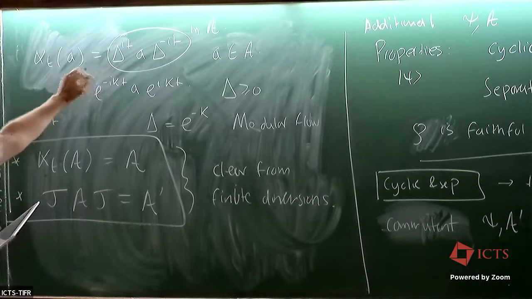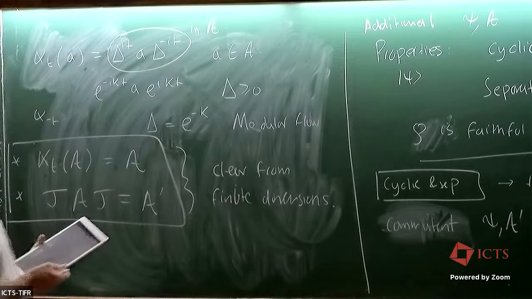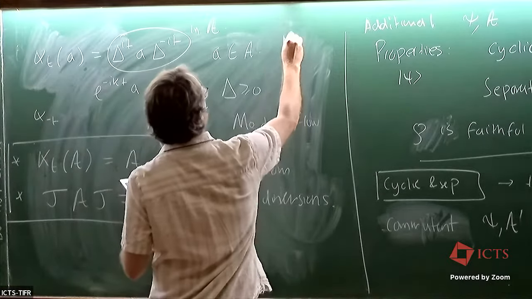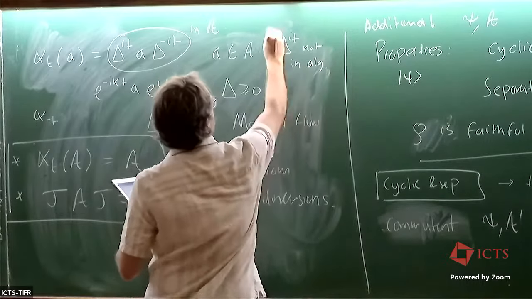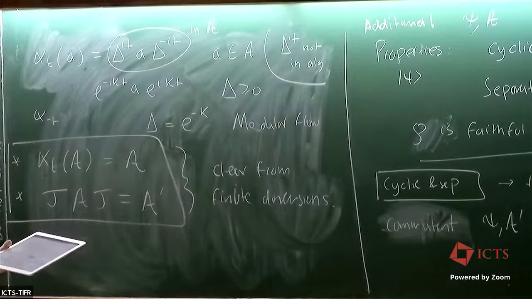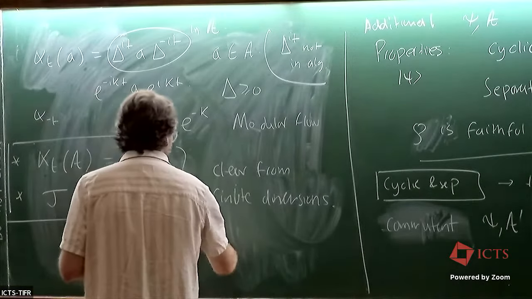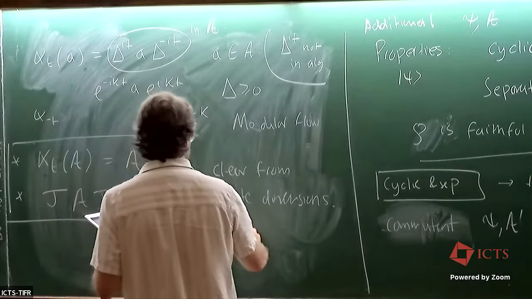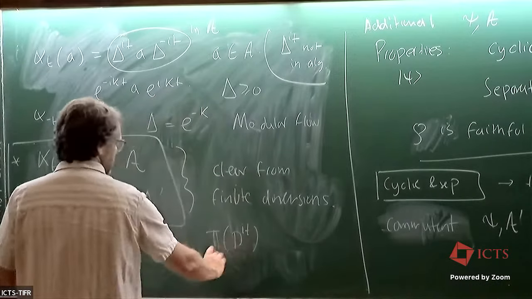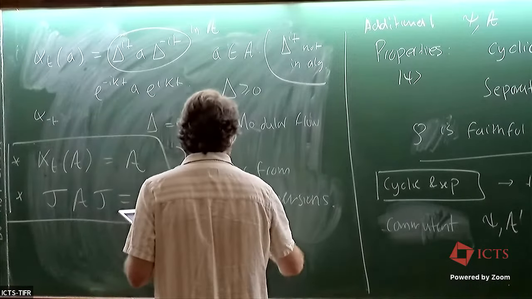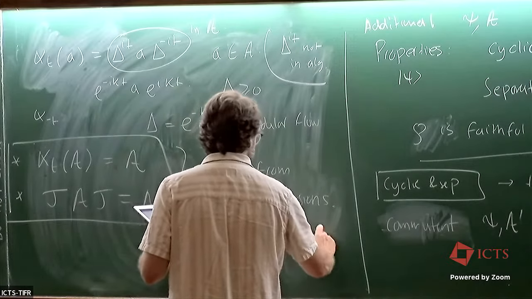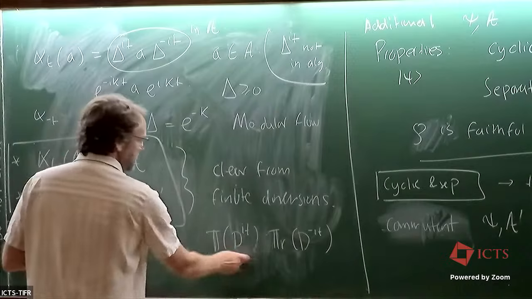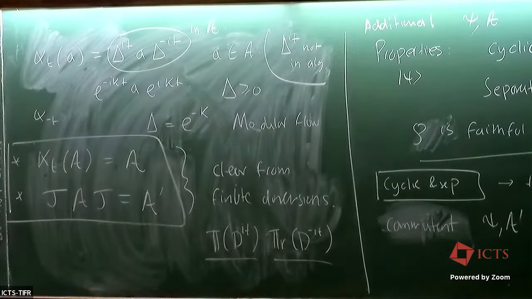Delta to the it is not in the algebra. Okay, so again, with all of these things, my crux will be to go to the finite dimensional case, right? And remember, we wrote down delta in that case. It was this delta to the it, the density matrix, multiplied by the right density matrix to the minus it. So this is in the algebra, this is in the commutant, so it's not in the algebra.